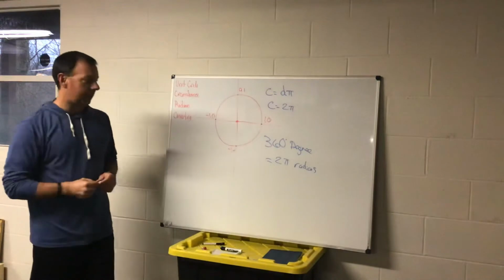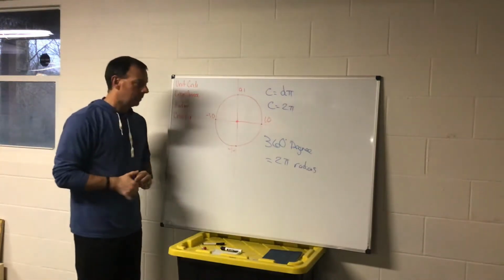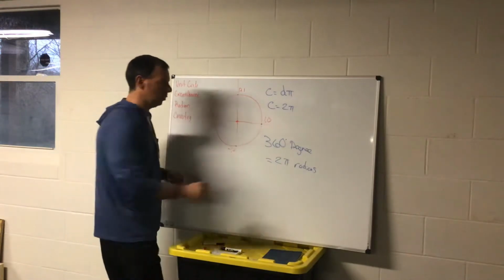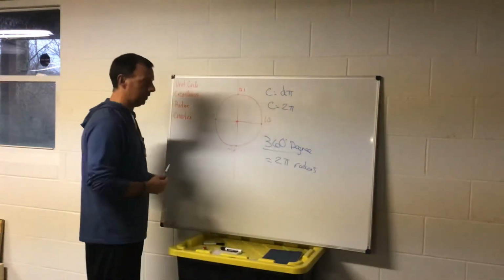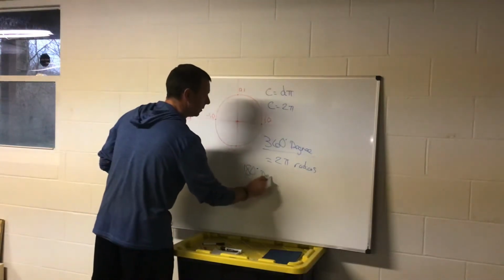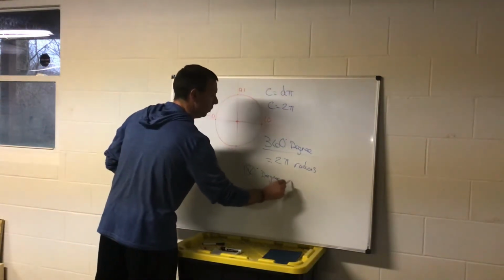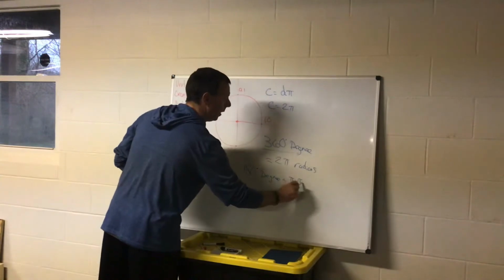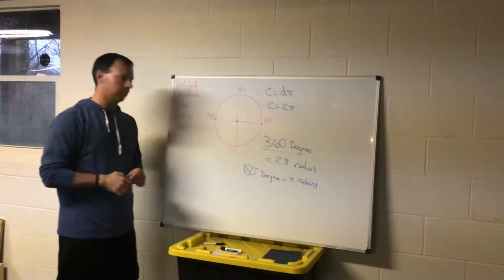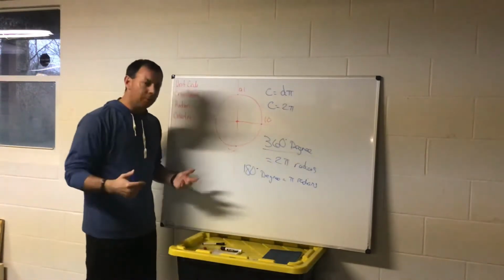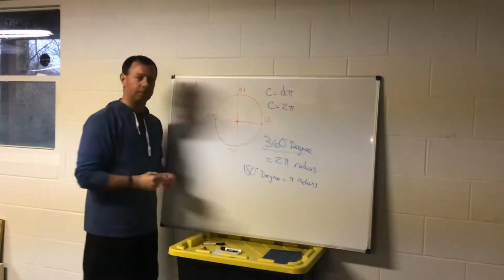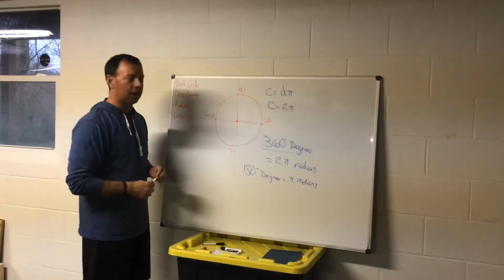Obviously, these two things are equal to each other. So we can say that 180 degrees equals pi radians. I don't know if that was clear or not, but if you think about the circumference of the unit circle, it is 2 pi radians.